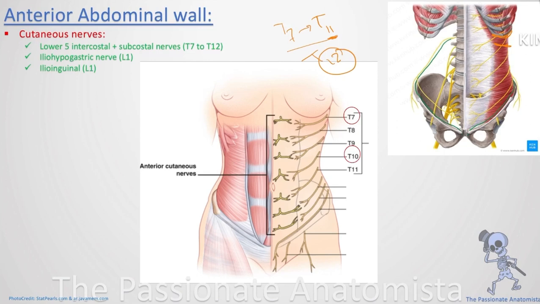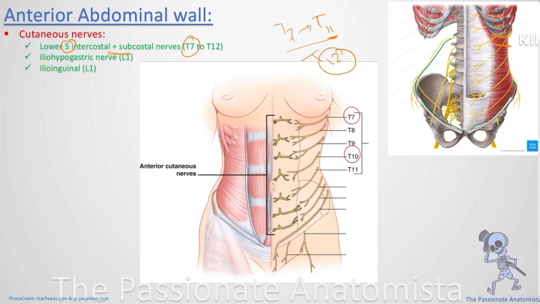So I have the thoraco-abdominal nerves. We call it thoraco because it comes out of the thorax. It comes out of the thoracic nerves, which are the intercostal nerves. Abdominal because it supplies the abdomen. It gives innervation to the muscles, and it also gives cutaneous innervation. Okay, correct. So it takes innervation from the lower 5 intercostal because we start from T7, and then all the way, the subcostal nerve is the last one.